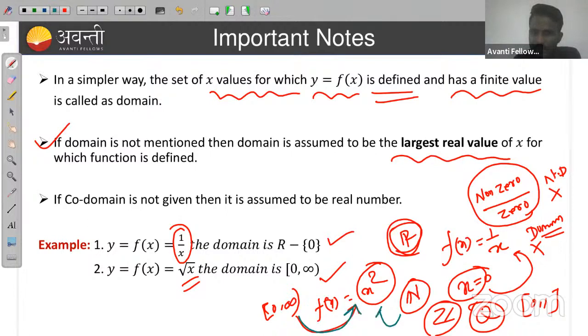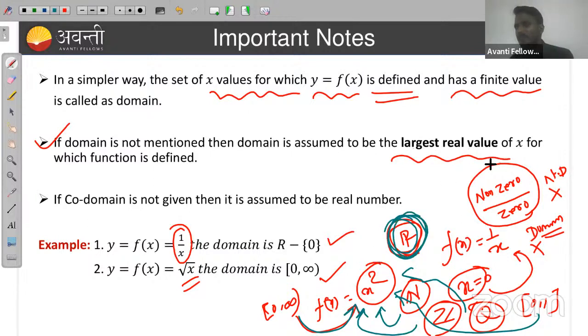This can be a domain, Z can be a domain, Q can be a domain, 0 to 1 can be a domain for this function, but the largest set is R. So that's why if this function is given and someone asks you what is the domain, you will tell the largest set, that is R. R is the domain. We'll always consider the largest value of x for which the function is given.